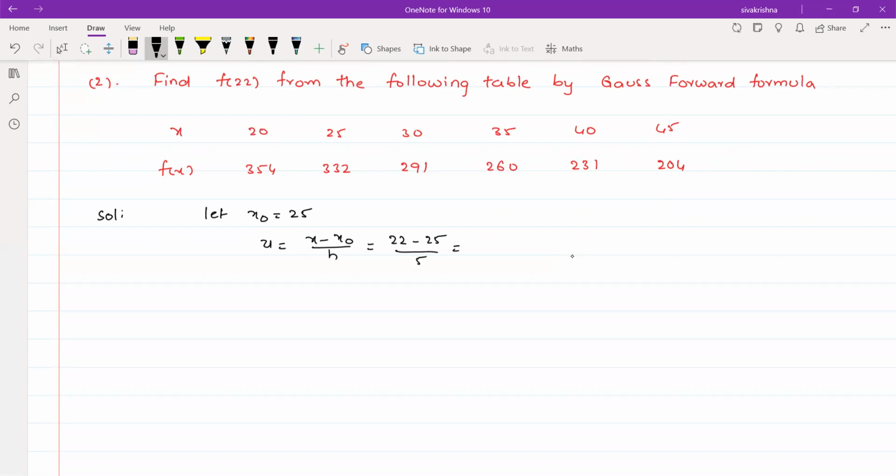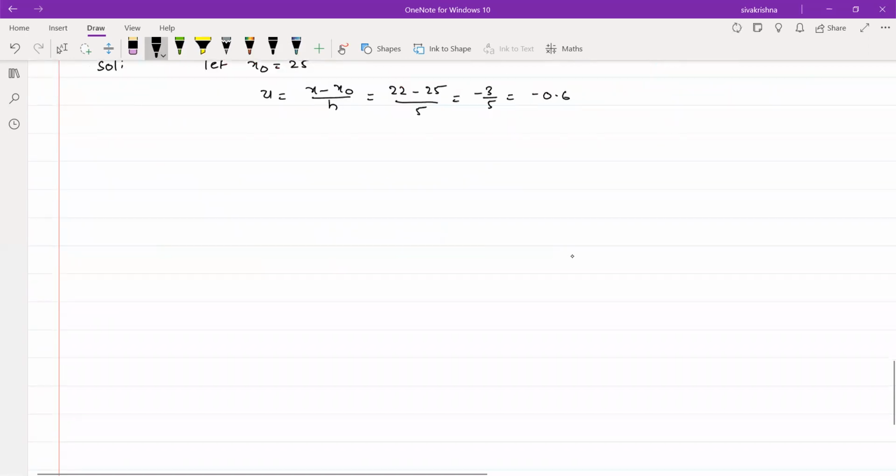It means we get minus 3 by 5. This is equal to minus 0.6. Okay, so after finding the u value, now we have to draw the difference table. So now I am drawing the difference table.